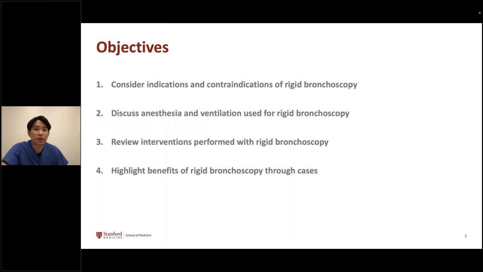Objectives today. Number one, we're going to consider indications and contraindications for rigid bronchoscopy. Number two, we're going to discuss anesthesia and ventilation use for rigid bronchoscopy. Number three, we're going to review interventions performed with rigid bronchoscopy. And number four, highlight benefits of rigid bronchoscopy through various cases.